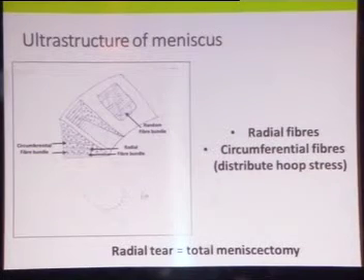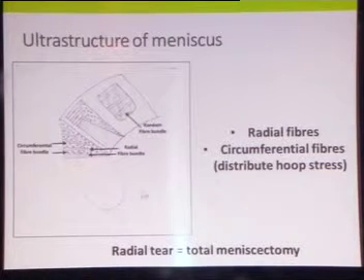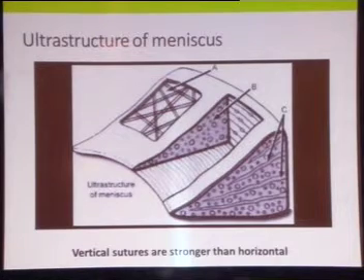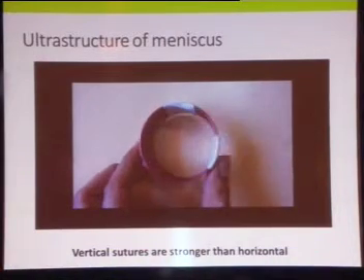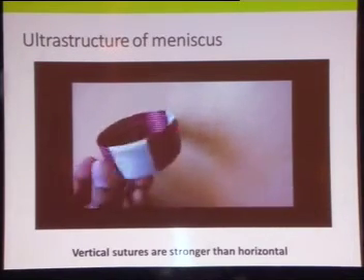From the gross, we just go to the radial fibers and the circumferential fibers. It is the circumferential fibers which distribute the hoop stress. So any radial tear, the tear going from inwards to outwards, is going to divide the circumferential fibers completely, and it is almost akin to total meniscectomy, because now hoop stress is lost. And this principle is used when we are doing the repair, whether to do the vertical suture repair or the horizontal suture repair.